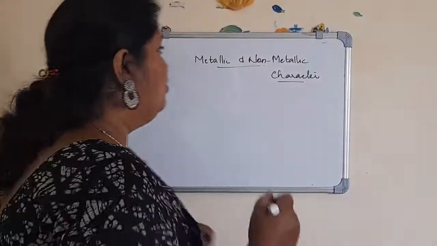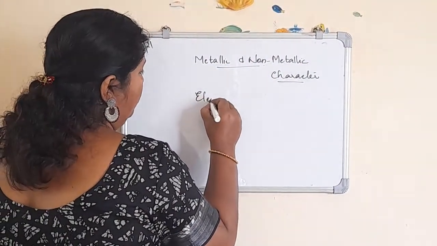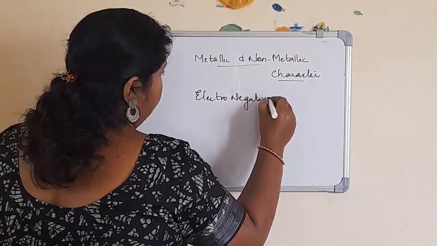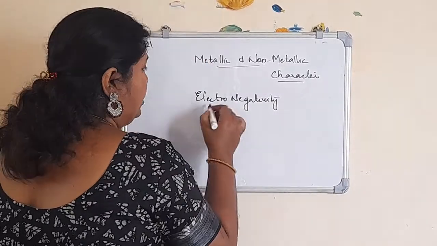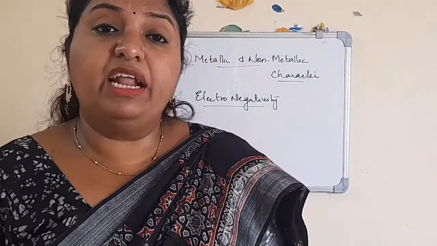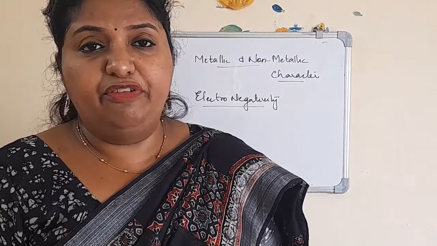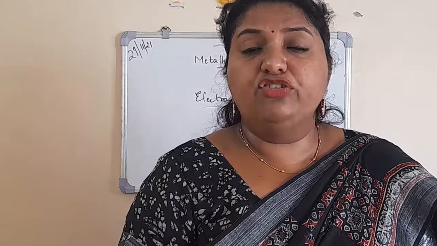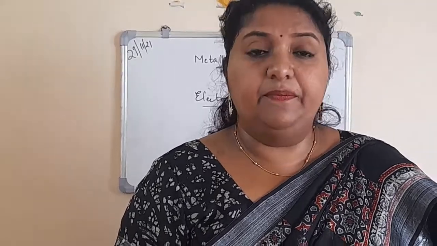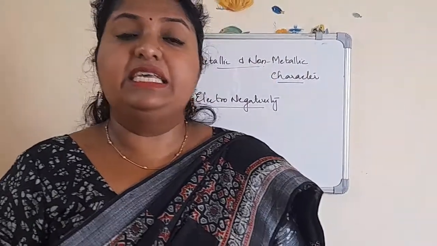Next one is electronegativity. What is electronegativity? You have studied this in the previous chapter. The capacity of the element to attract the bonded electrons towards itself is known as electronegativity. Now, in this electronegativity also, as we move from top to bottom down the group, electronegativity is decreasing.